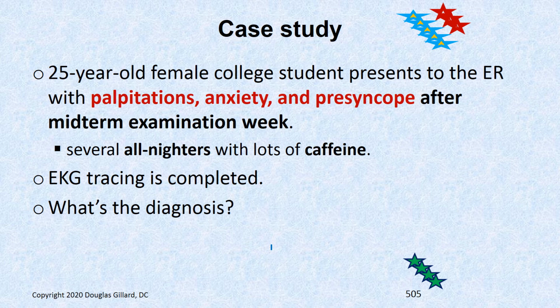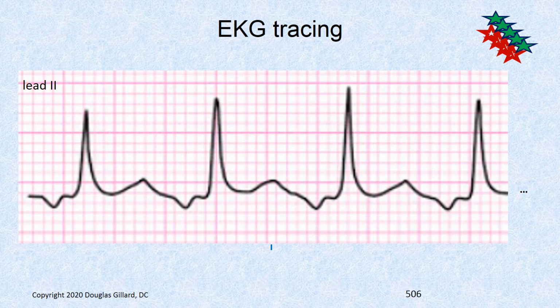Let's do another one. A 25-year-old college student comes in to the ER with palpitations, anxiety, and pre-syncope after midterm exam week, several all-nighters, and lots of caffeine. She can't get her heart to calm down. Let's see what we got here. I should be getting pretty good at this. Perfect one to test: what is the heart rate? There's 300, there's 150. Definitely a tachycardia, closer to the 100, so it's probably 120-ish, maybe 150, 120-ish.